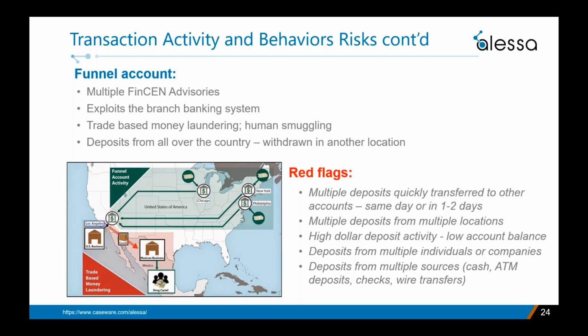Again, multiple deposits from multiple locations that may be outside of the regional area where the account was opened. Lots of deposit activity, but then the account has a low balance. So all the money is always being moved out of it. Deposits coming in from different individuals or companies, and deposits from lots of different sources like cash, ATM deposits, check deposits, incoming wire transfers, and so forth.